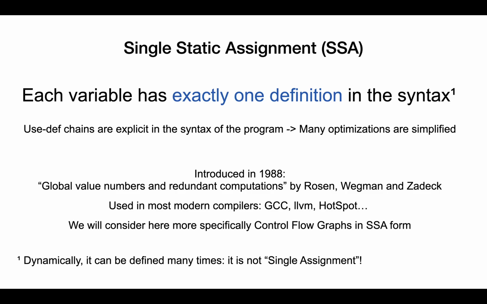To be a little bit pedantic, note that we have defined here a property to qualify our intermediate representation as SSA. Each variable must have exactly one definition syntax. We are not assuming anything about the data structure that is used to represent the programs themselves. And so more specifically here, as a way to illustrate what we are trying to describe, we will use control flow graphs in SSA form.